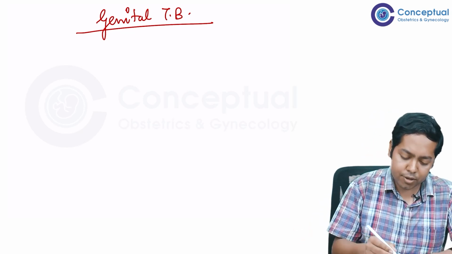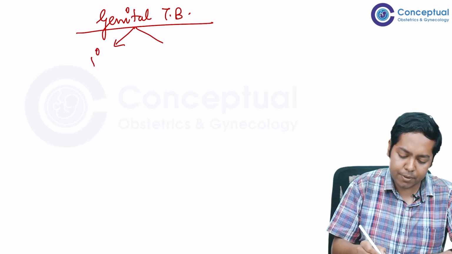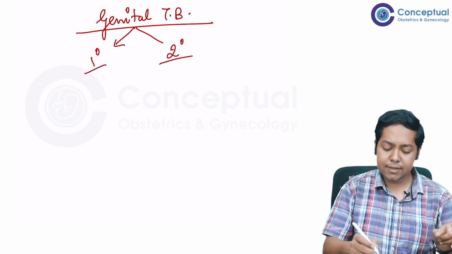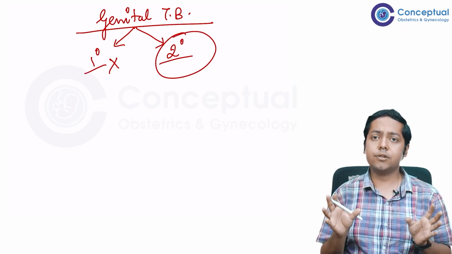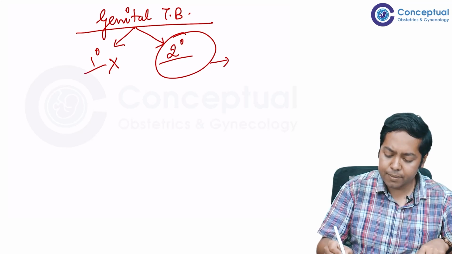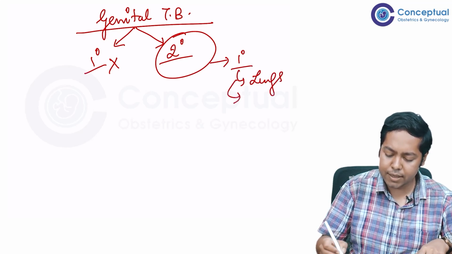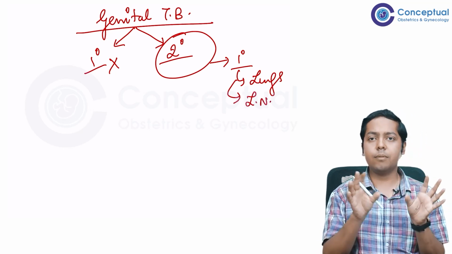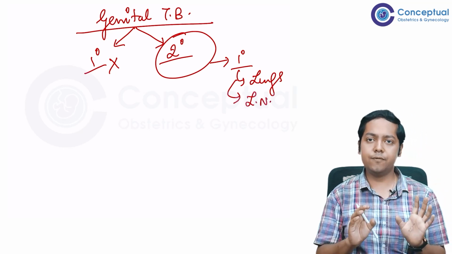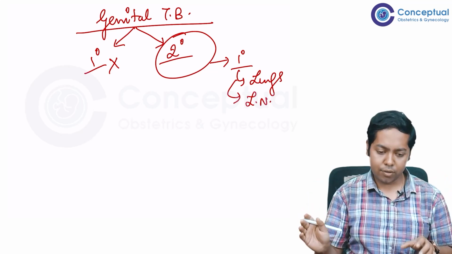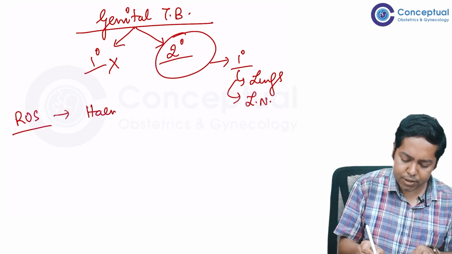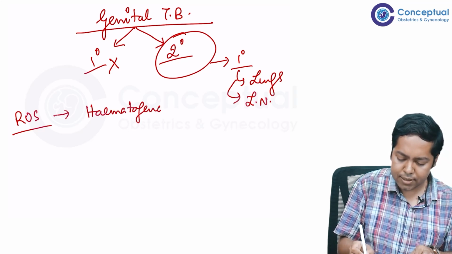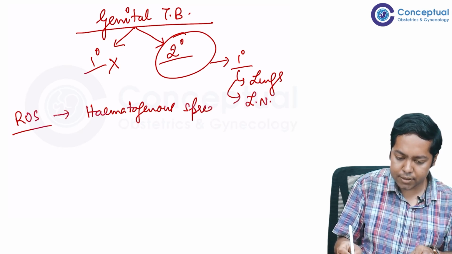So coming to genital tuberculosis, you should remember it can be primary as well as secondary. Primary genital tuberculosis is very rare. Almost all the cases are generally secondary. So where are the primary organs? The primary organs lie in, number one, lungs, followed by lymph nodes. So the most common primary is lung, followed by lymph node tuberculosis, which comes to the genital organ. Now, what is the route of spread? It is the hematogenous route of spread.